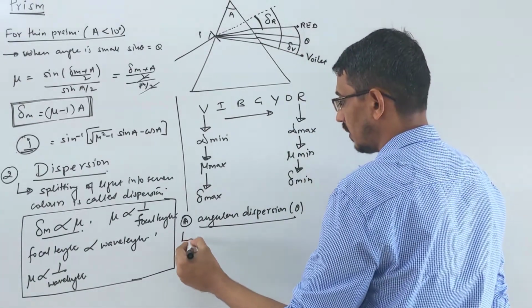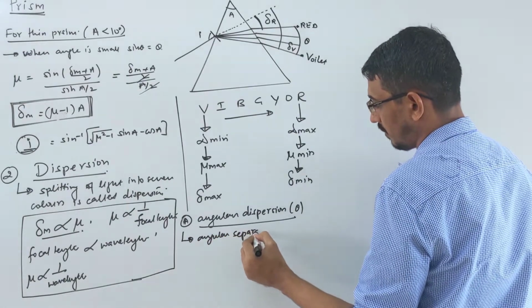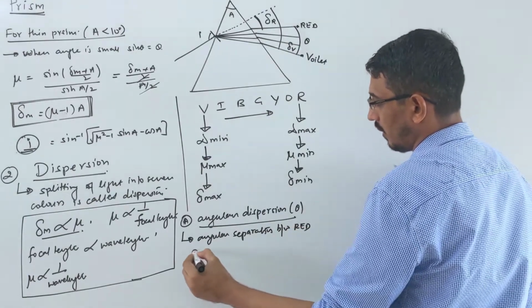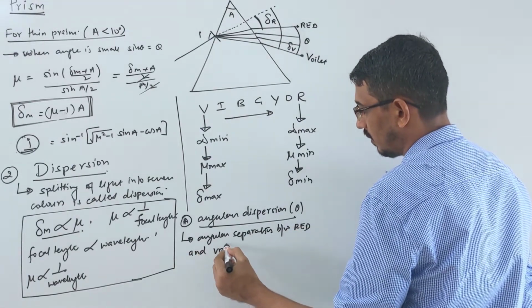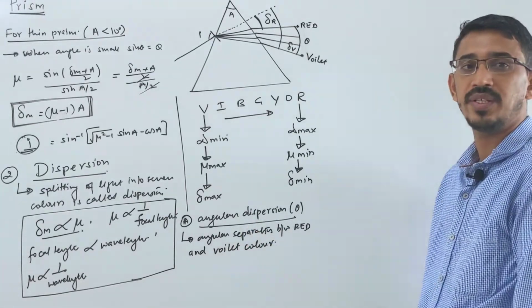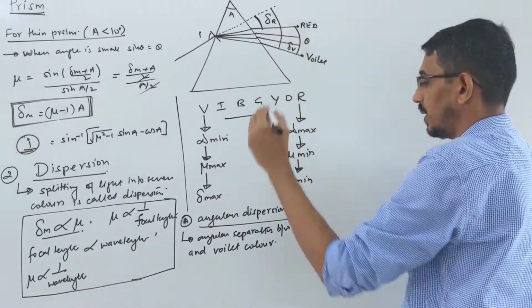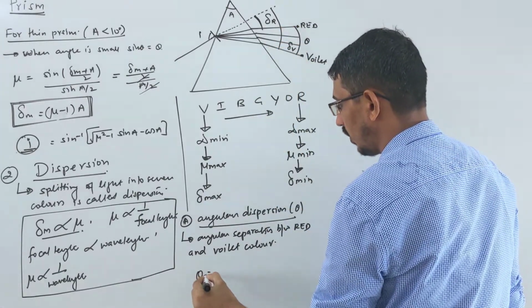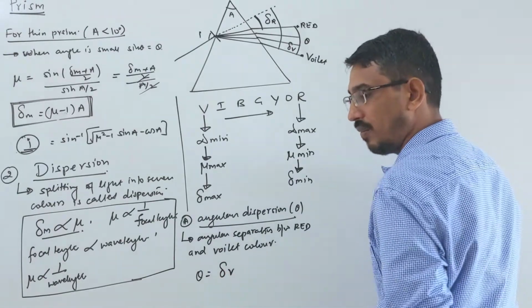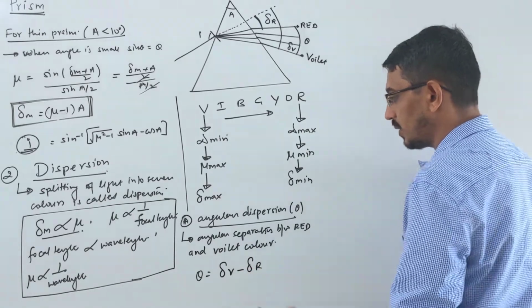So this is what you call the angular separation between red and violet color, right? This is called your angular dispersion. So you want to calculate this angle theta. Watch carefully. Theta will be simply equal to the angle of deviation of the violet color, del V, minus the angle of deviation of the red color. This is your simple formula, right?